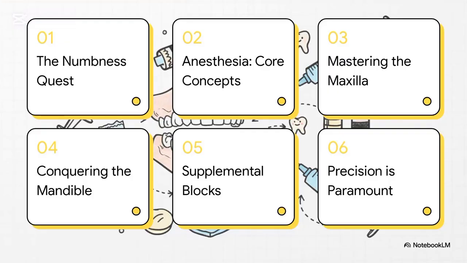So here's our game plan. We'll start with the core concepts, the foundational strategies behind every single injection. From there, we'll get specific and focus on mastering the upper jaw, the maxilla, before we tackle the tougher challenge of the mandible. After that, we'll cover some essential soft tissue blocks, and we'll wrap it all up by talking about why precision is just everything in modern dentistry.